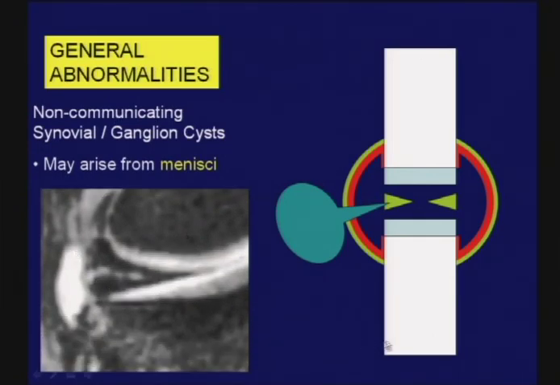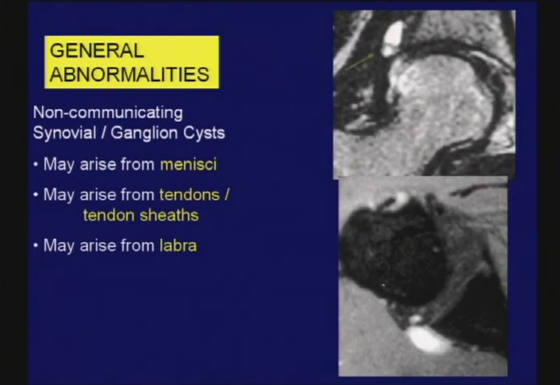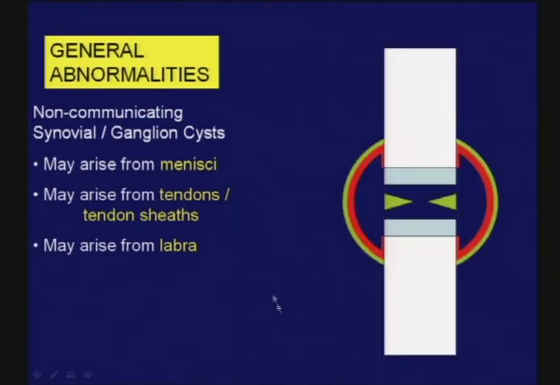But to give you some ideas of the classic fluid collections we see, the meniscal cyst shown here, we'll talk more about this another day during the course. These cysts may arise from tendon sheaths or labrum, and these are the 2 examples that we will cover elsewhere in the course. A perilabral ganglion cyst about a torn acetabular labrum, and a perilabral ganglion cyst about a torn labrum of the glenoid.